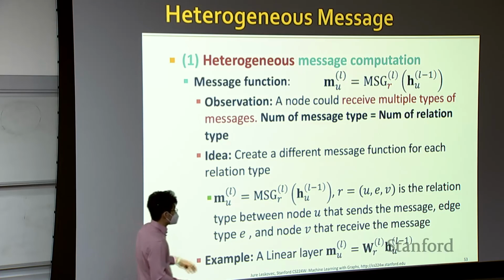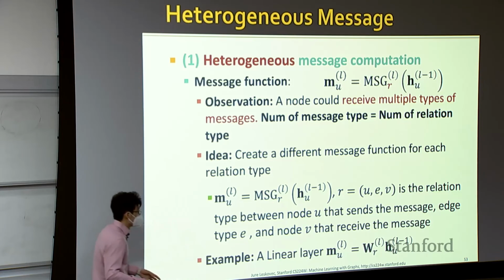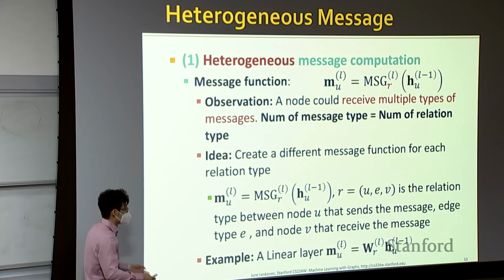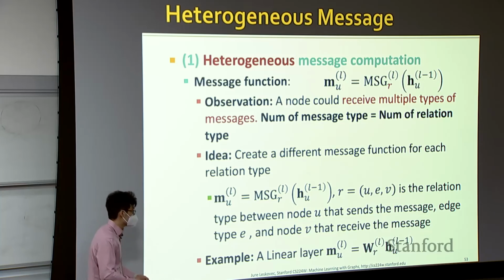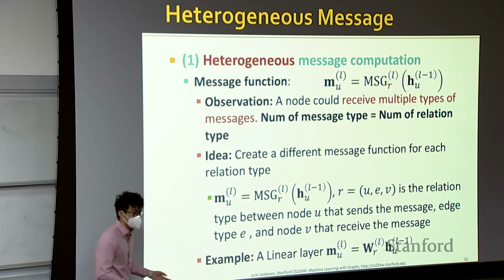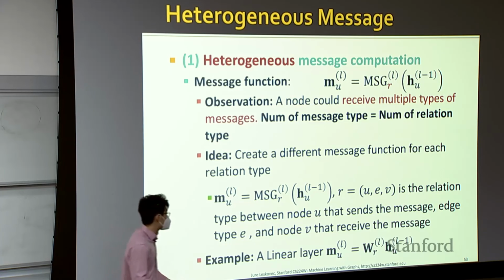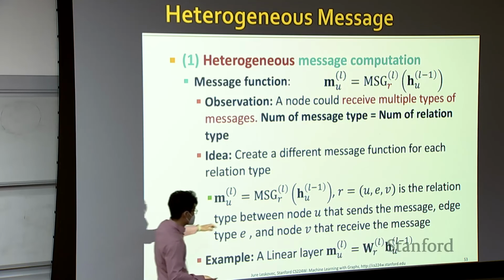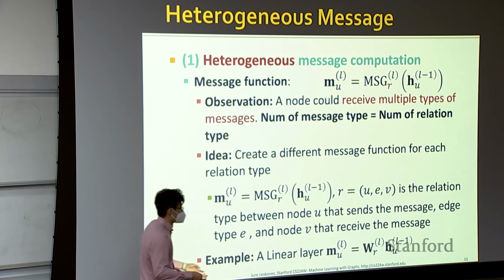And this discussion here is useful because we can model this message function arbitrarily. In RGCN, we talk about just a linear layer as the message function. In practice, this message function can also be very complex. It can even be a 2-layer MLP or even more complex. So we can still follow the same idea: we define a different message function for a different relation type.